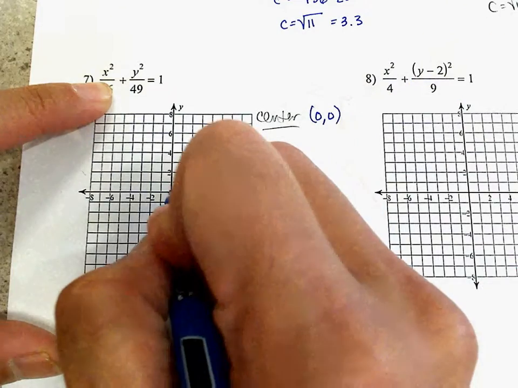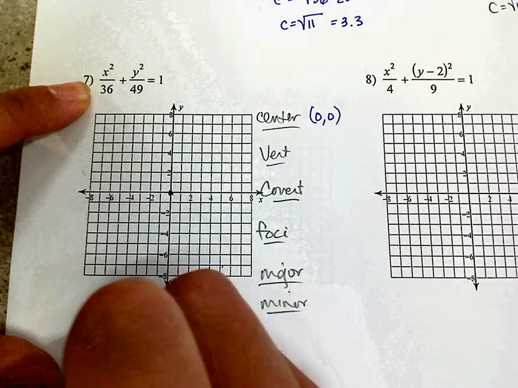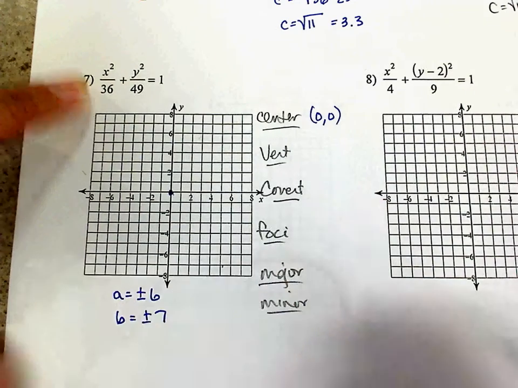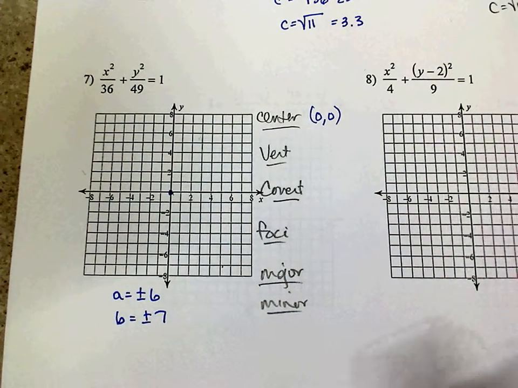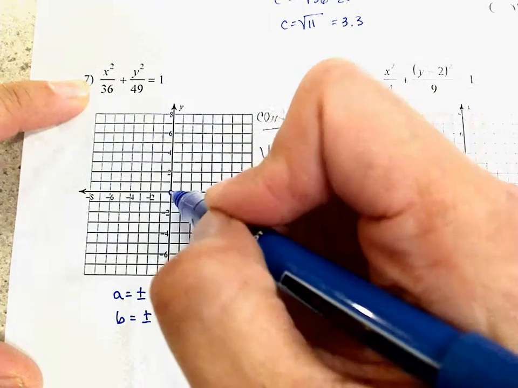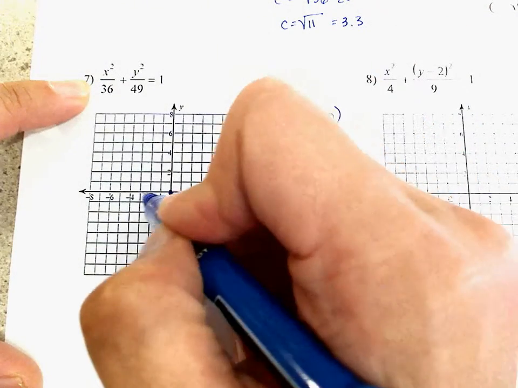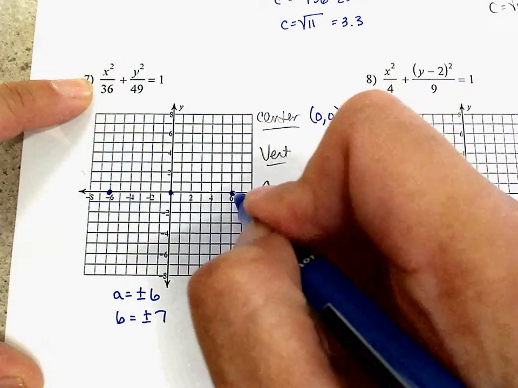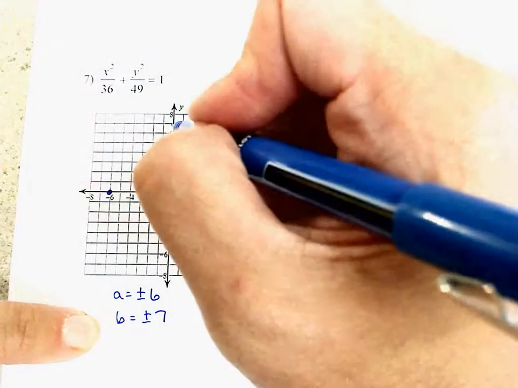Okay. Your A is plus or minus 6. Your B is plus or minus 7. Take a square root. Okay. So, A, 6. 1, 2, 3, 4, 5, 6, because it's under x. Positive 6. Positive 7. Negative 7.